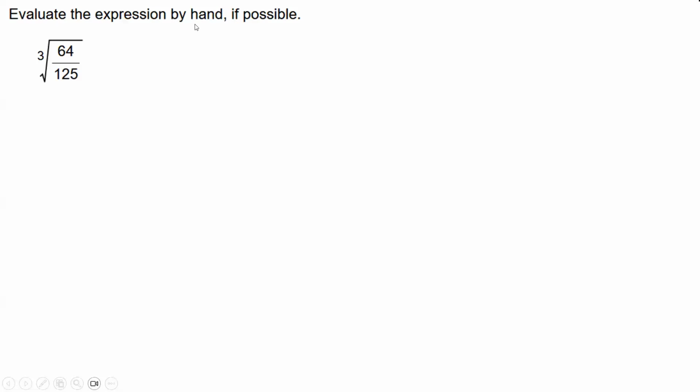All right, here we're supposed to evaluate the expression by hand. And so we're going to do the same kind of thing. It's the cubed root of this whole thing. So let's say we have the cubed root of 64 over the cubed root of 125.